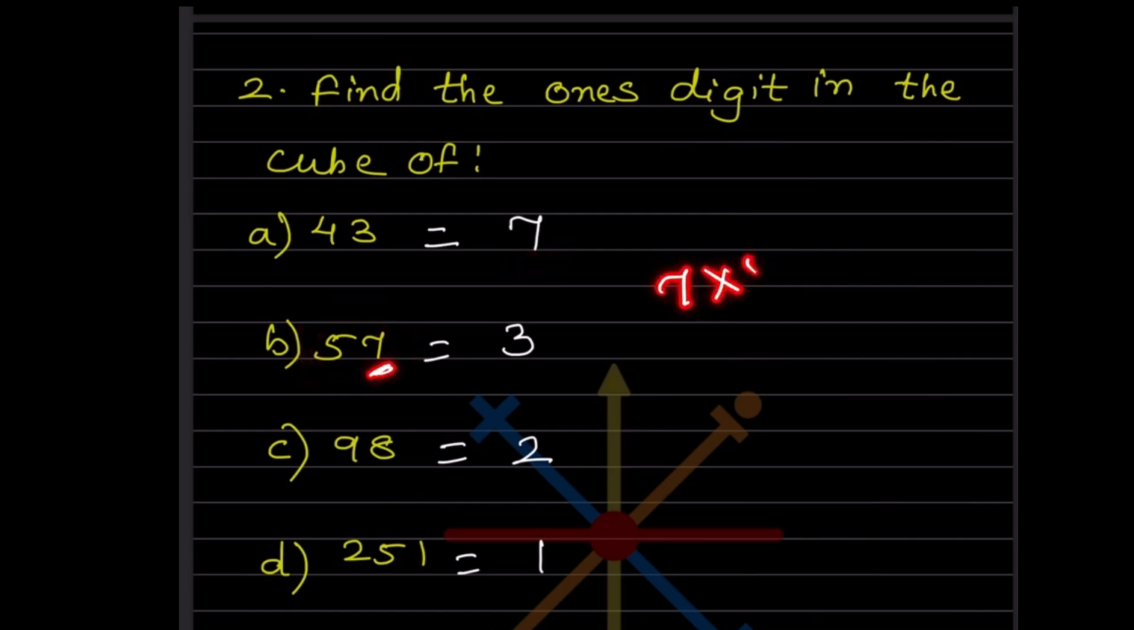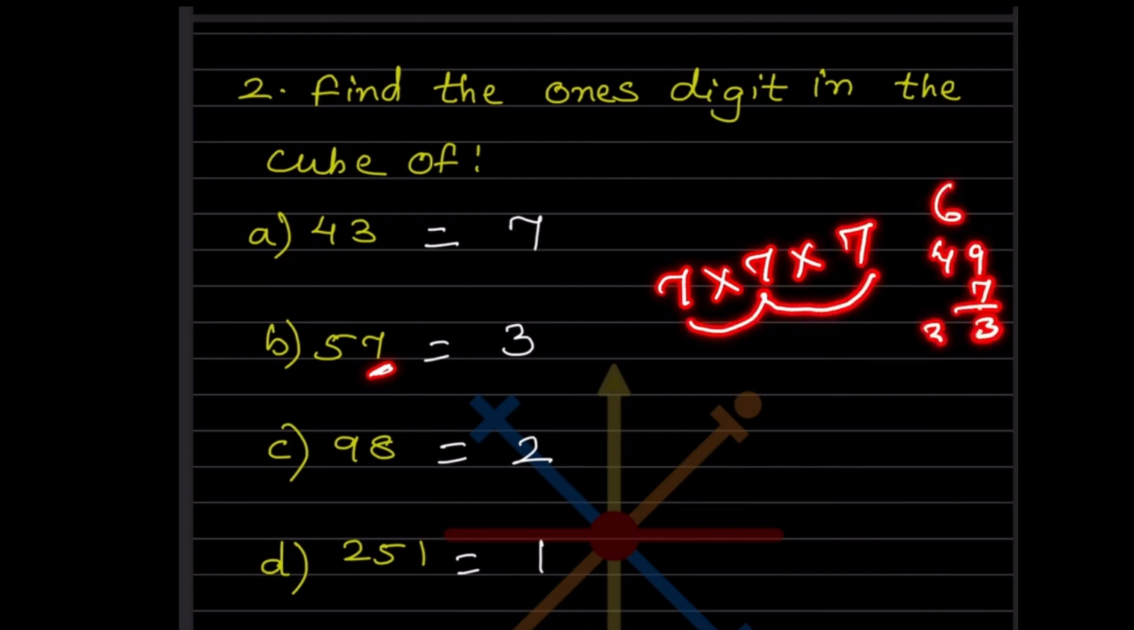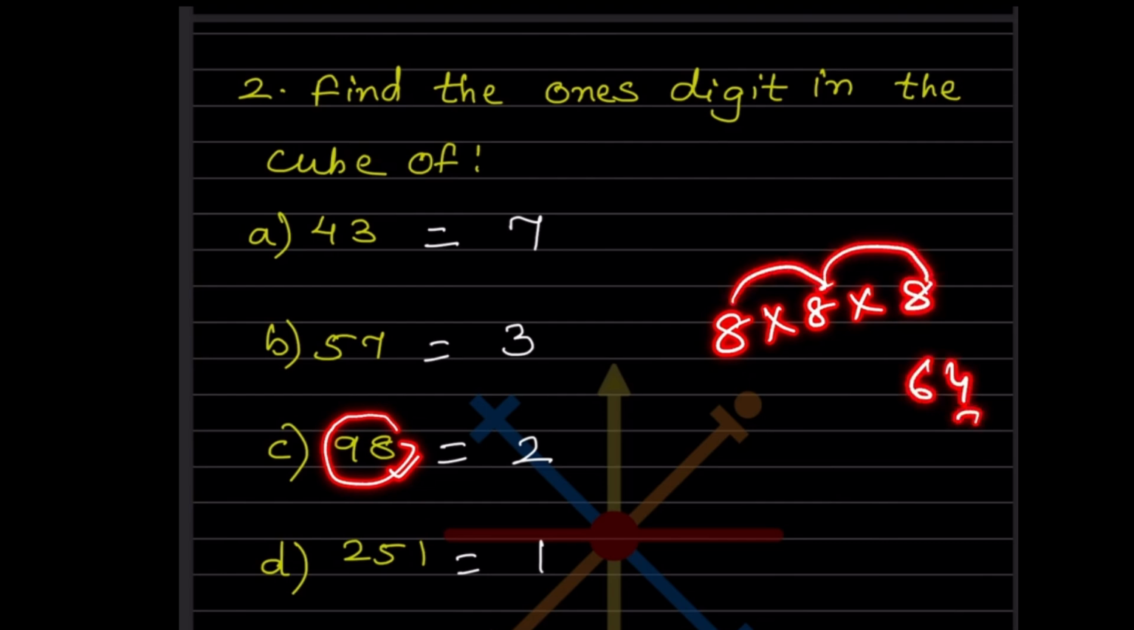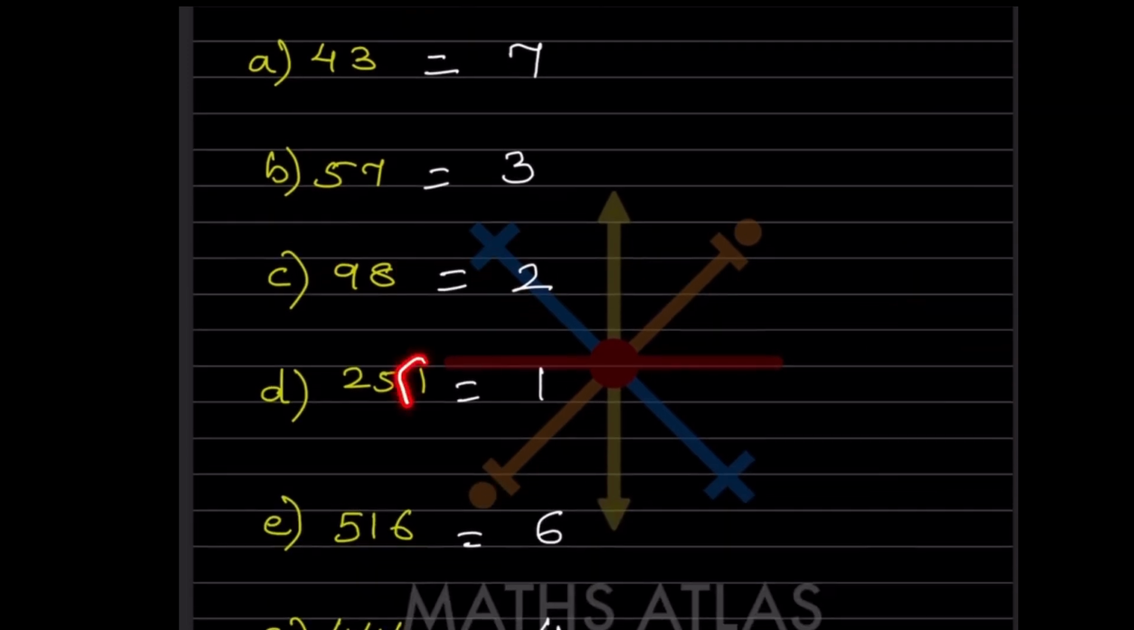So 7 into 7 into 7, that is going to be 7 sevens are 49. 49, this will be 7s are, that will be 343. So the ones place is 3. So this is 3. Again here for 98 means this is 8. 8 into 8 into 8. 8 8s are 64. 64 8s are, that is going to be 512. So the ones digit is 2. So this is 2.